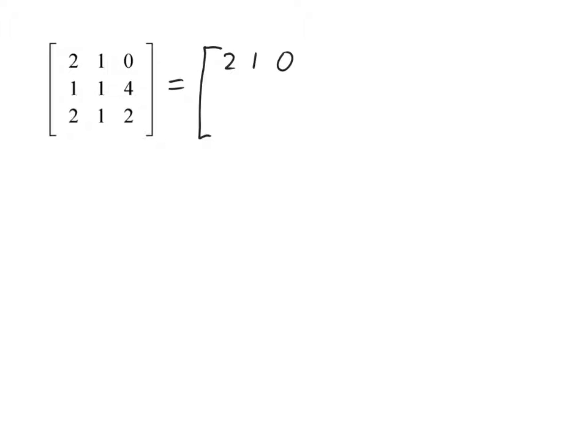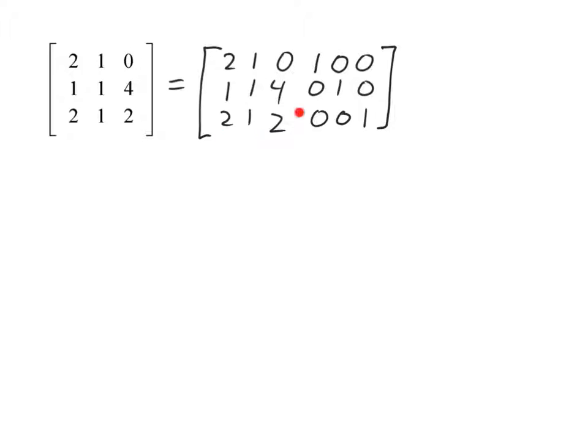2, 1, 0, 1, 1, 4, 2, 1, 2. And right next to it, we make the identity matrix of the same size: 1, 0, 0, 0, 1, 0, 0, 0, 1. Now, the whole point is to make the identity matrix go on this side, and we're going to use row operations to do it. So in other words, we're going to try and, just like making this reduced row echelon form, but we have more numbers to deal with over here.